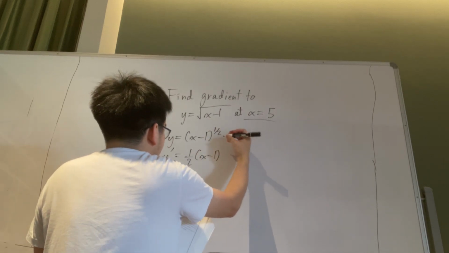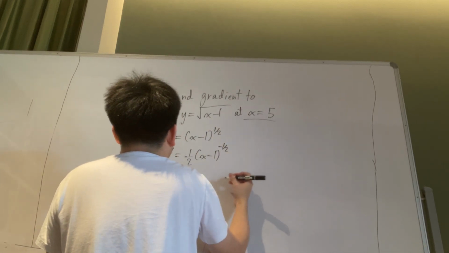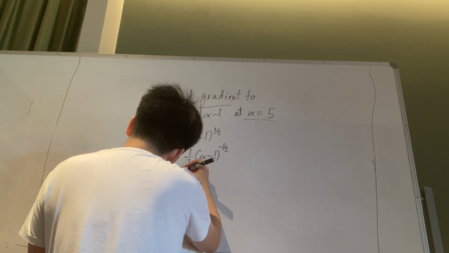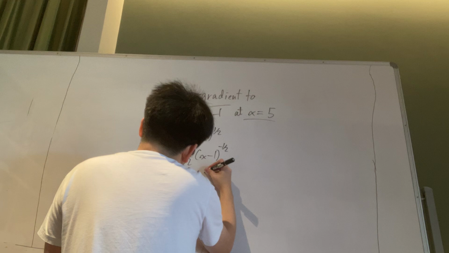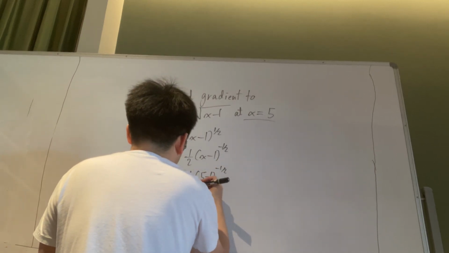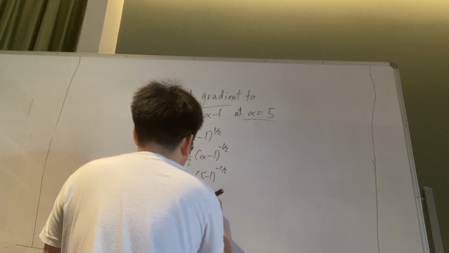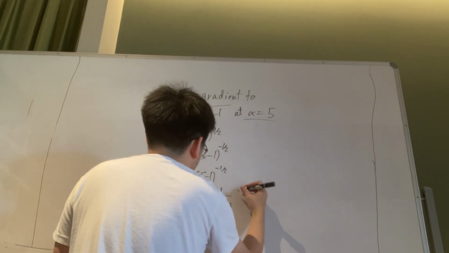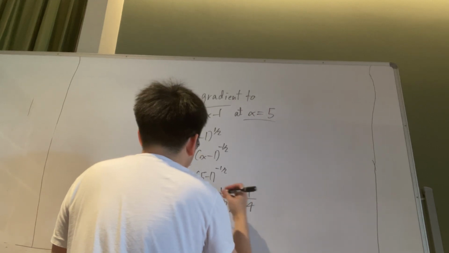So y prime is going to be 1/2 times x minus 1 to the 1/2 minus 1, so that's negative 1/2. Then we input our value: y prime of 5 equals 1/2 times 5 minus 1 to the negative 1/2. That's 1 over 2 times square root of 4, which is 1 over 2 times 2 equals 1 over 4. Easy. Done.